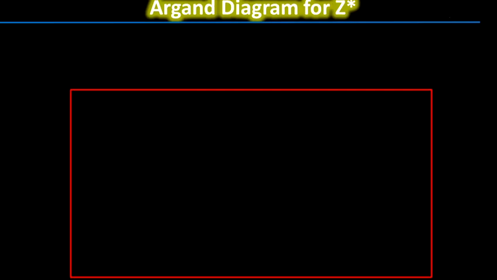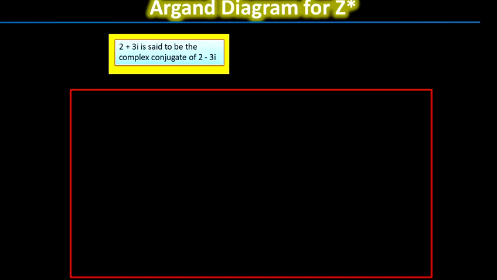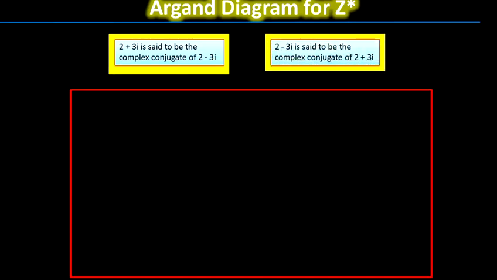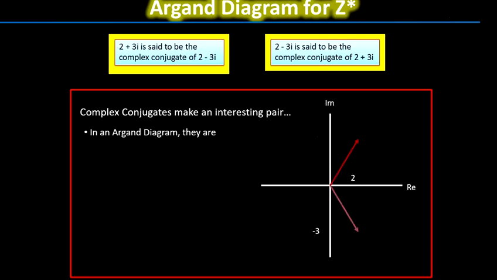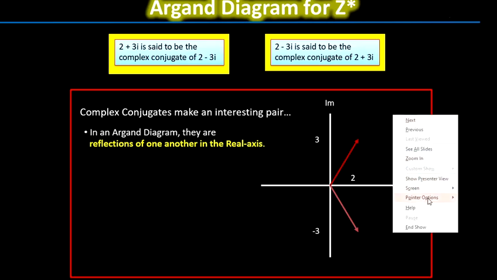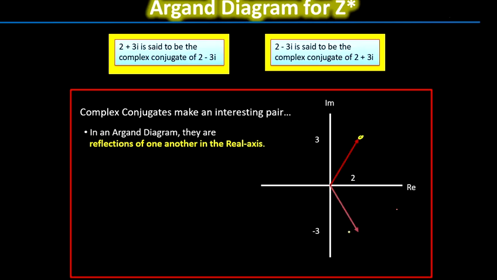Now about the representation of the conjugate on the Argand diagram. If I have a complex number 2 minus 3 iota, the conjugate is 2 plus 3 iota, and oppositely, if I have 2 plus 3 iota, the conjugate is 2 minus 3 iota. And they form an interesting pair on the Argand diagram. This is the sketch of the complex conjugate: the upper one is 2 plus 3 iota, and the lower one is 2 minus 3 iota. It is basically a reflection in the real axis.